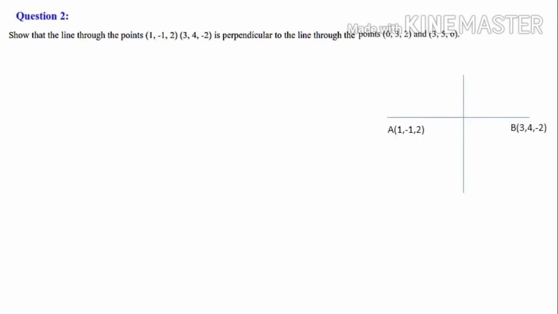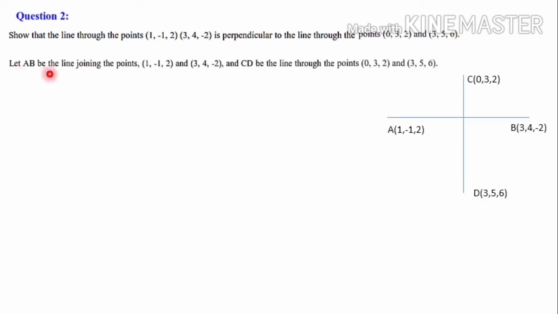So AB and CD we have taken. Point A we have taken as (1, -1, 2), point B as (3, 4, -2), point C (0, 3, 2) and point D (3, 5, 6). Let AB be the line joining the points (1, -1, 2) and (3, 4, -2), and CD be the line through the points (0, 3, 2) and (3, 5, 6). So let's go for finding out the direction ratios of the first line AB.